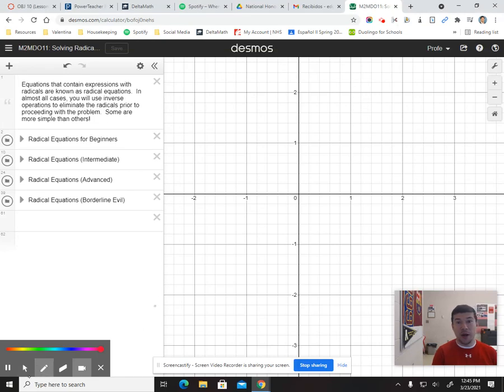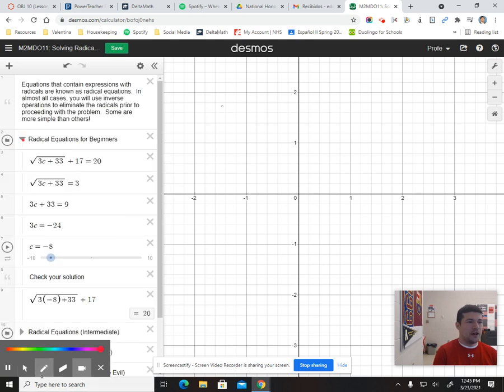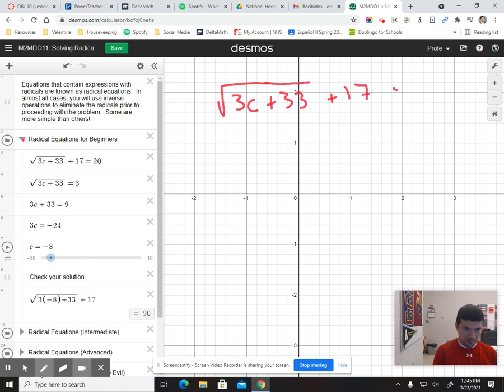Hey guys, let's do some radical equations. So here's a radical equation for beginners. What if I have the square root of 3c plus 33, and I'm taking the square root of all of that. In addition to that, I add 17 to the expression, and it's all equal to 20. Well, I'm going to use inverse operations.